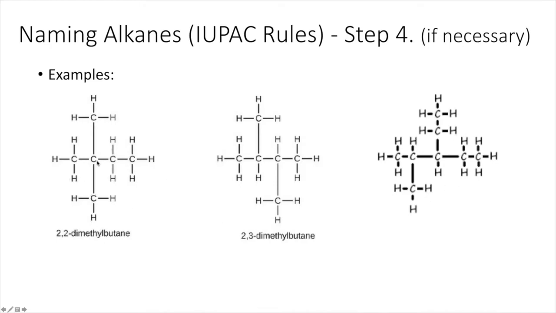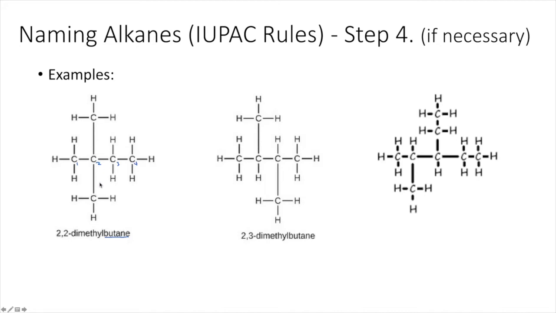So first of all, the longest continuous carbon chain. So I've got 1, 2, 3, 4. Or if I go this way, I've got 1, 2, 3. Or if I go this way, I've got 1, 2, 3. So the longest continuous carbon chain is this one forming a horizontal line right there. So we got 1, 2, 3, 4. So that's where we get the butane as the base of the name.